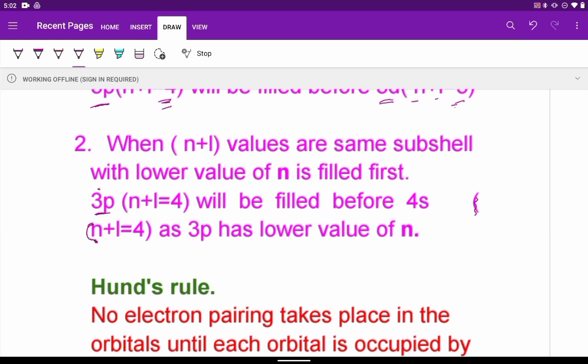Here we are considering 3p and 4s. For both, n plus L value is 4. Then we have to see the value of n only. So n value is less for 3p, so it gets filled before 4s.